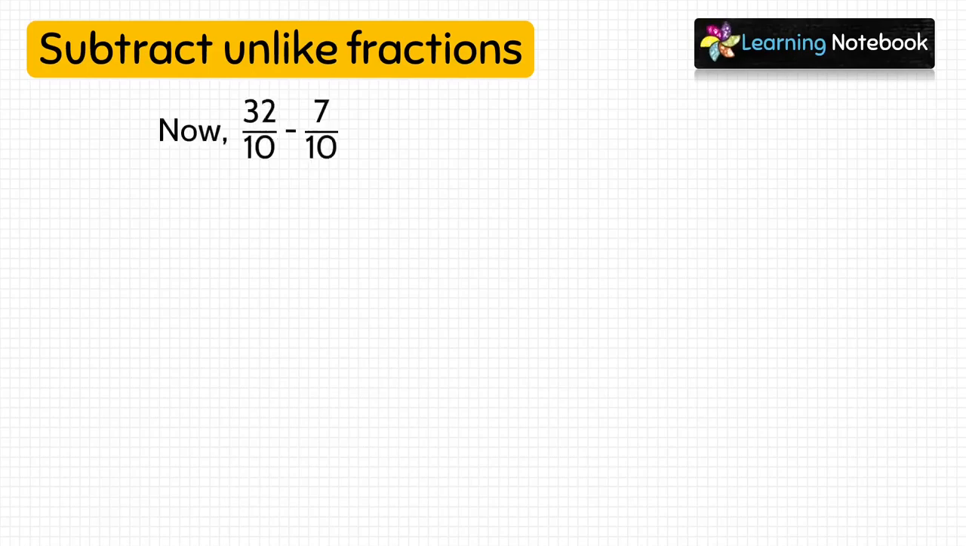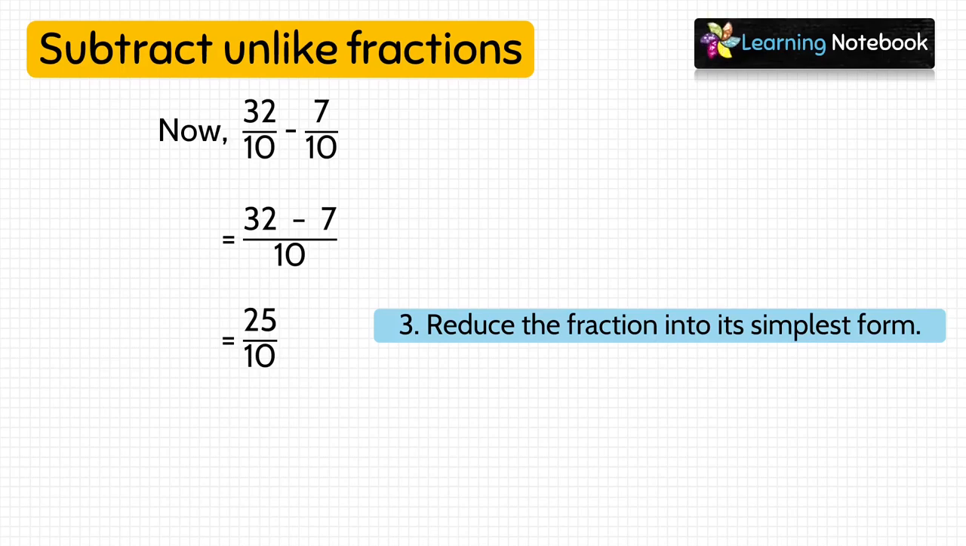So let's subtract their numerators. So 32 minus 7 upon 10. 32 minus 7 equals 25. So we get the fraction as 25 by 10. Now we can see that both numerator and denominator have common factor 5. So let's reduce this fraction into its simplest form. We get 5 by 2.